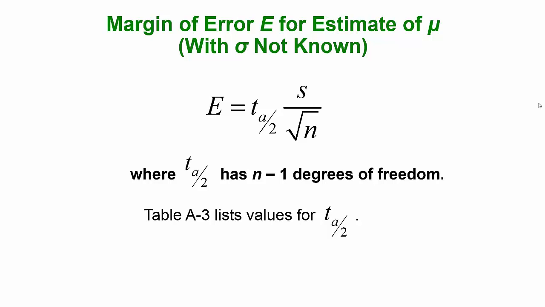t sub alpha over 2 is a critical value that we will be looking up in a different table. The table we will use is table A3. The t sub alpha over 2 also has n minus 1 degrees of freedom. So we will always subtract 1 from our total in the sample when we look this critical value up.